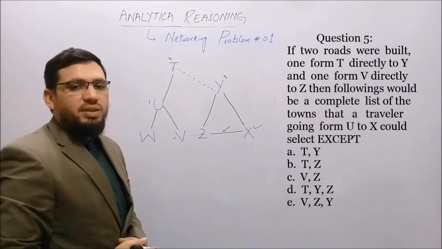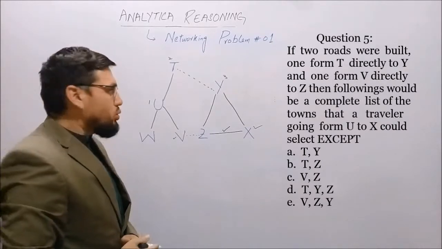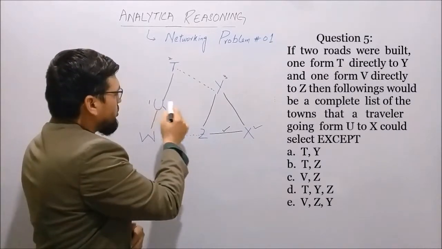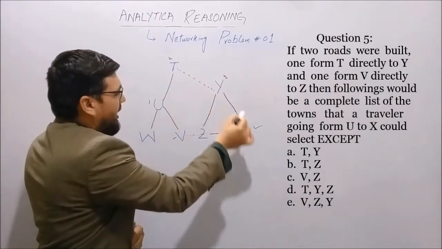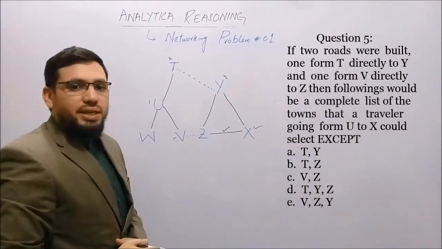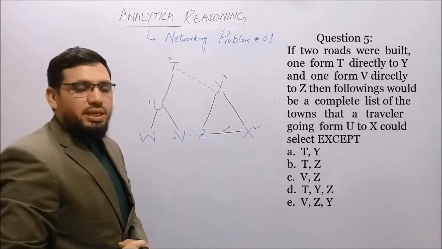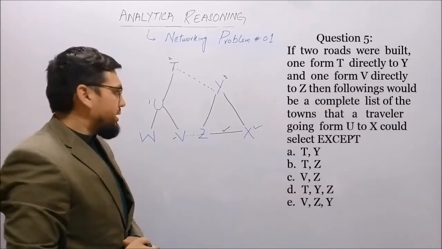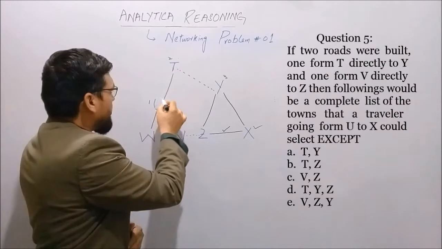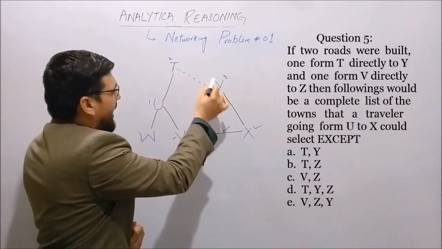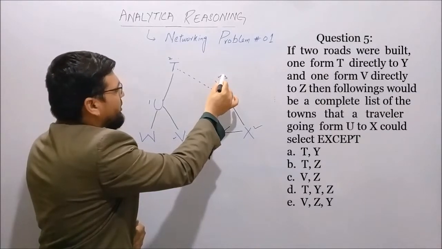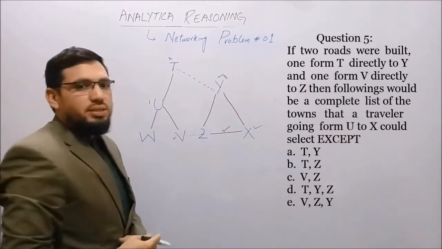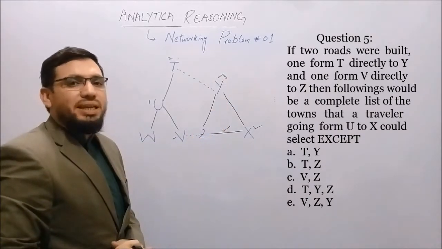Option A we have is T and Y. Moving from U to X, from U to X, that person could use T, Y, and then X. So that is possible. Option B is T and Z. So from U, if we move first to T, and then we have to touch the town Y, we cannot directly go to Z. So this option is not correct.